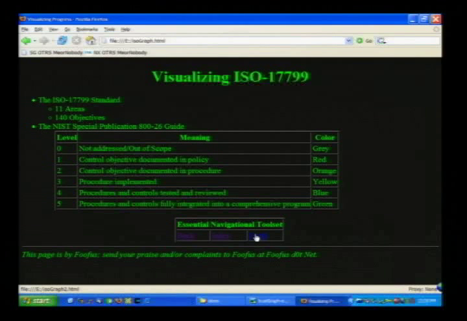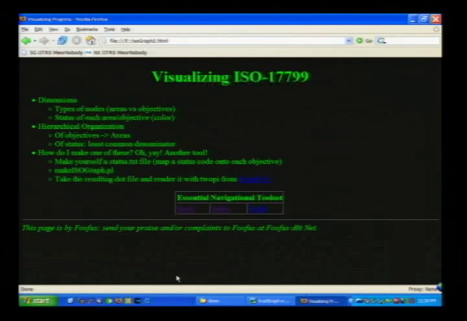So we're going to take these two ideas, and you see I've assigned color codes to them. NIST did not bother to color these things. And what we're going to do is take those 11 areas, and we're going to represent for an organization where they are on that NIST scale for each of the 140 objectives. And we're going to recognize the hierarchical organization of that standard. So we have the standard, 11 areas, and 140 objectives distributed among those 11 areas. And what we're going to do is color each of those objectives based on their NIST ranking. And then we're going to draw a picture of that.